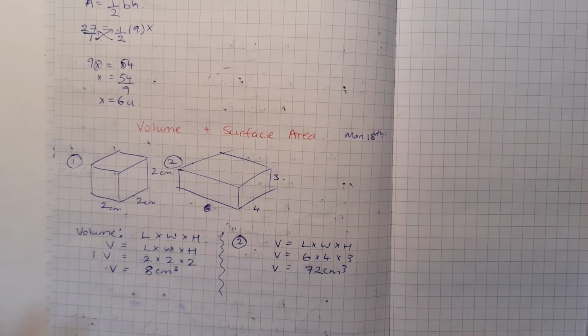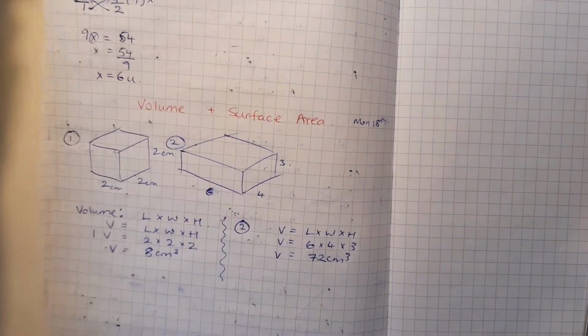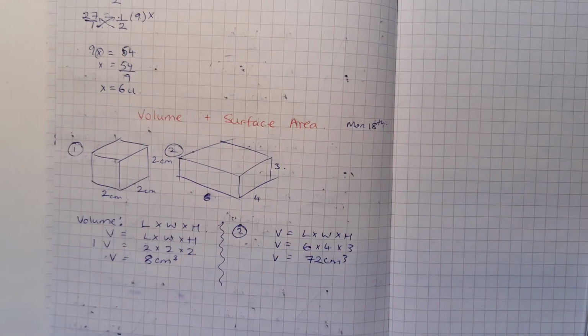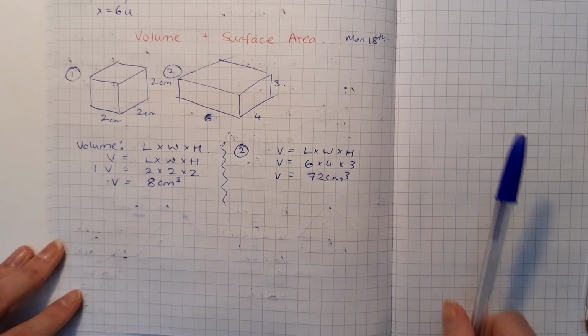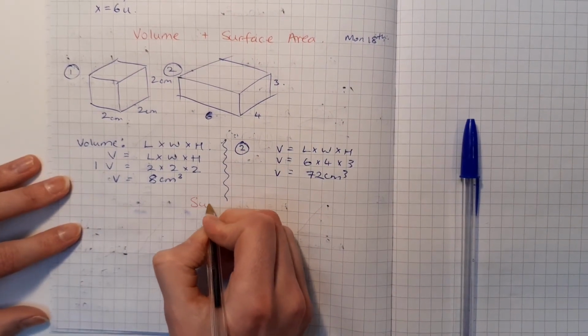The tricky thing I'm going to get into now is surface area. Surface area is the area of each of the surfaces on any of those shapes. So your title is surface area.